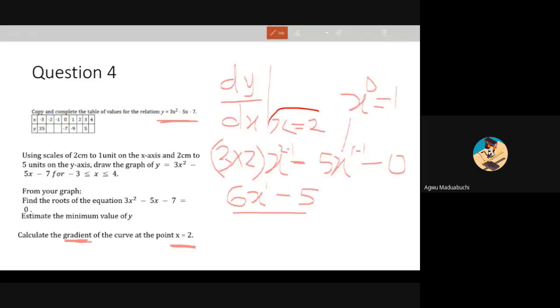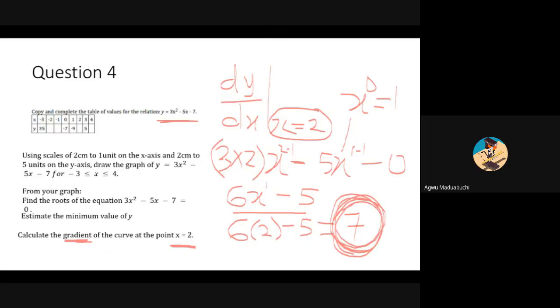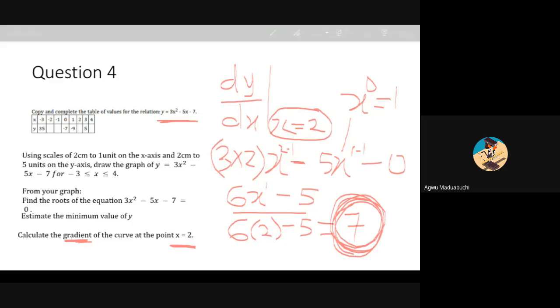But remember, you have to put in the x value that is given. So that will be 6 times 2 minus 5. So 6 times 2 is 12. 12 minus 5, that gives me 7. So that means my answer should rally around 7. So when I did the first, if you notice what I did, knowing how to calculate this outside your graph will help you to know how to always adjust your graph.